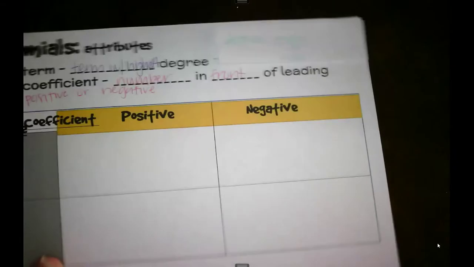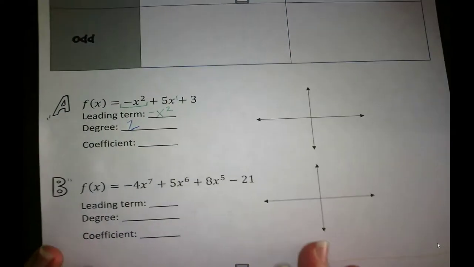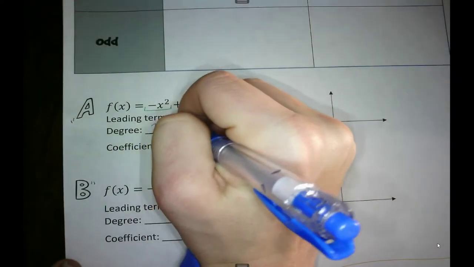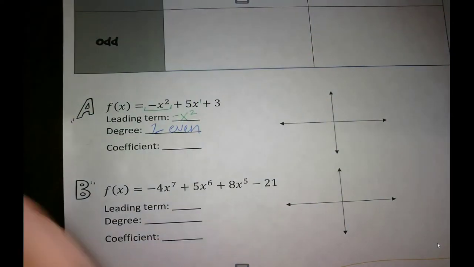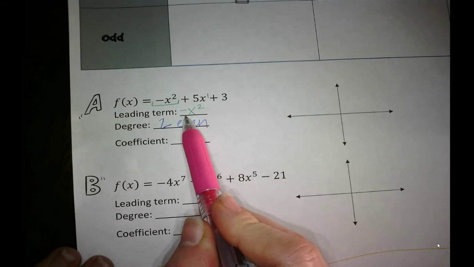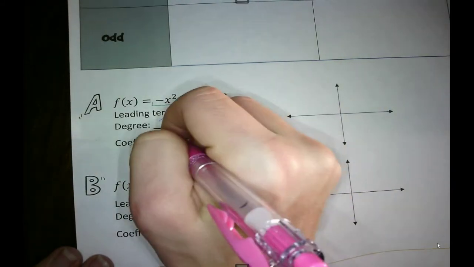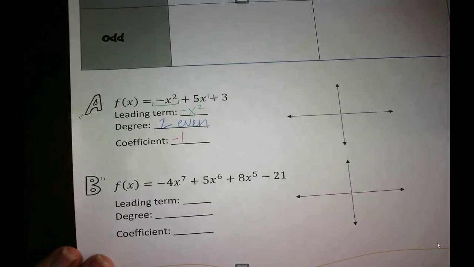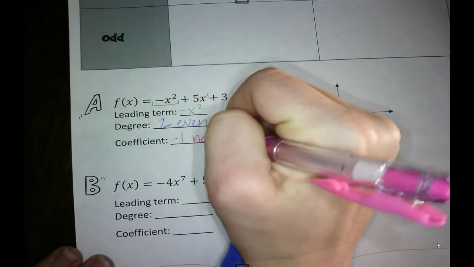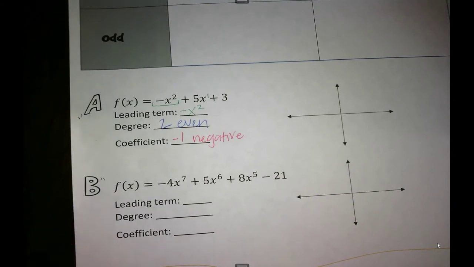So we said we are going to be looking at whether the degree is even or odd. So we're looking at our degree of 2 and whether that's even or odd, and our 2 is even. And then we said we're looking at the number in front, whether it's positive or negative. Remember, the number in front here, if there's no number, then it's a 1, and there's a negative sign. So our leading coefficient here is negative 1, and that is negative.